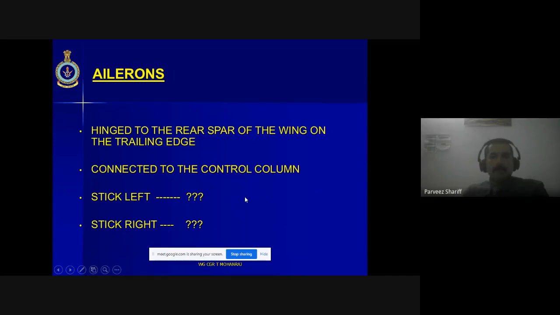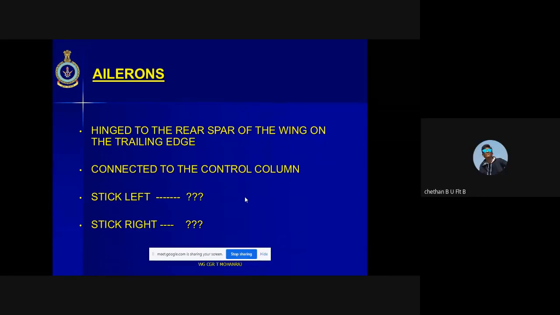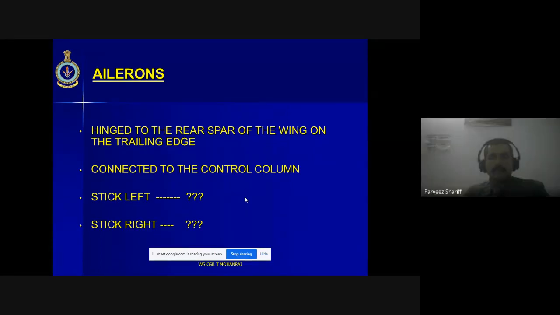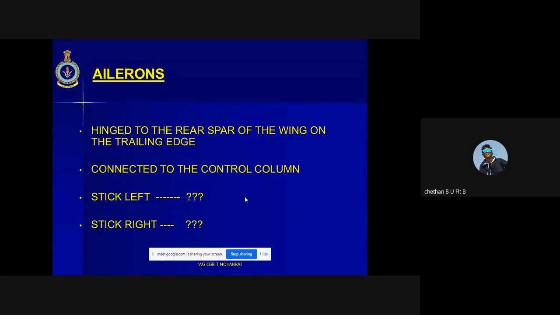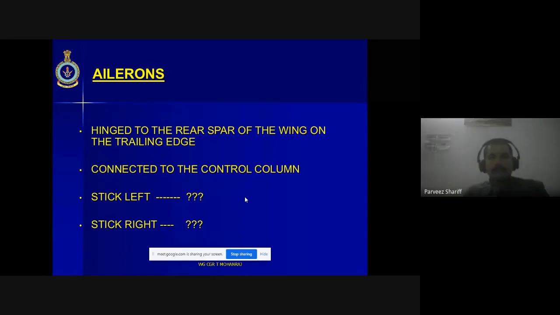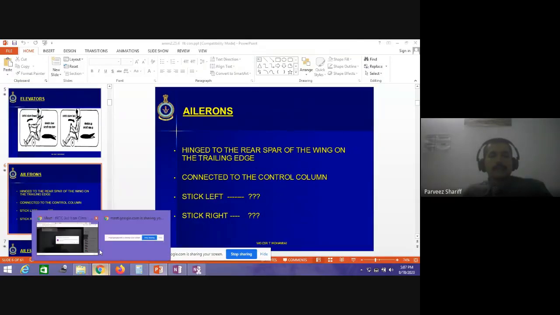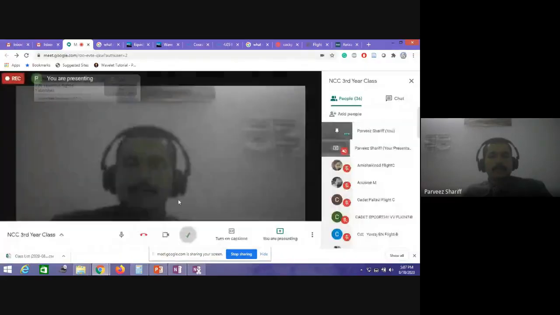Let us talk about the ailerons. Do both the ailerons work simultaneously in the same direction? No, sir. Sir, if one is right, then the other will be left, sir. Okay, so both the ailerons will work simultaneously but in the opposite direction.